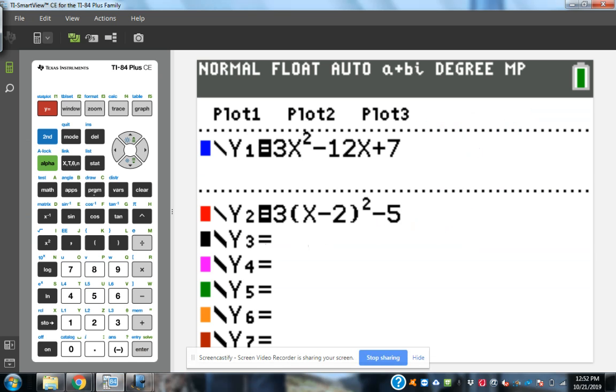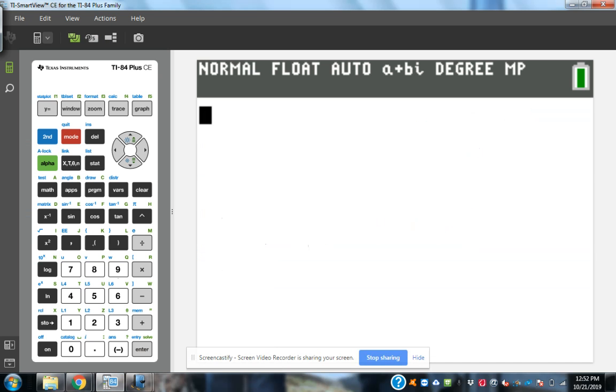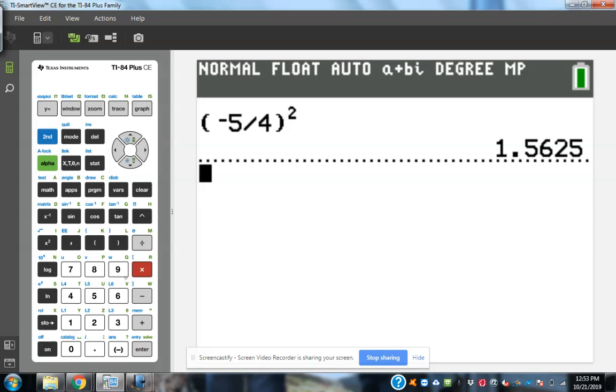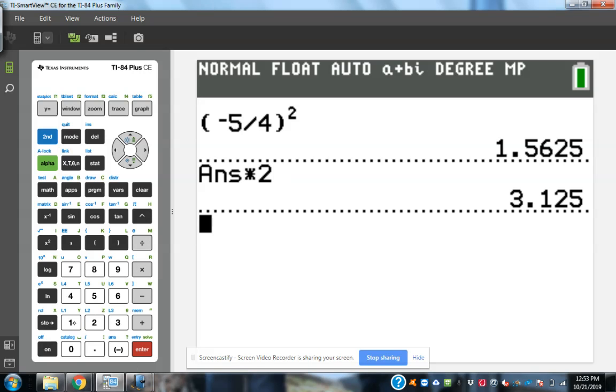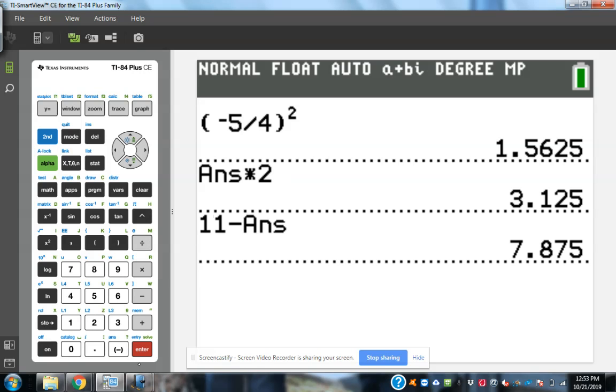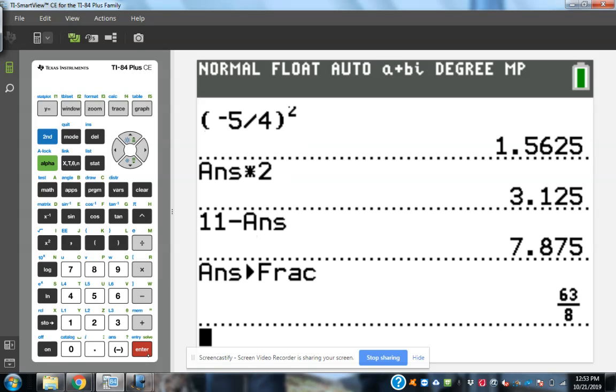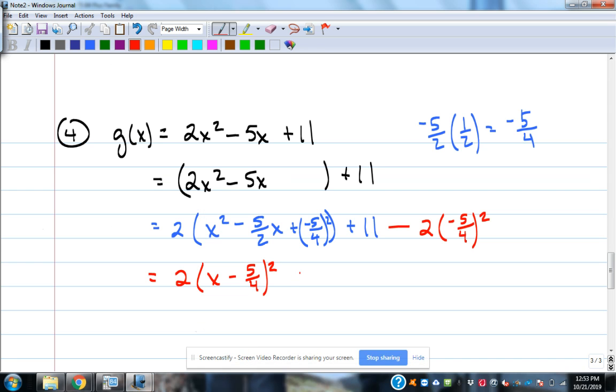So negative 5 over 4 squared times 2, and then we've got 11 minus that. Math, enter. 63 over 8 plus 63.